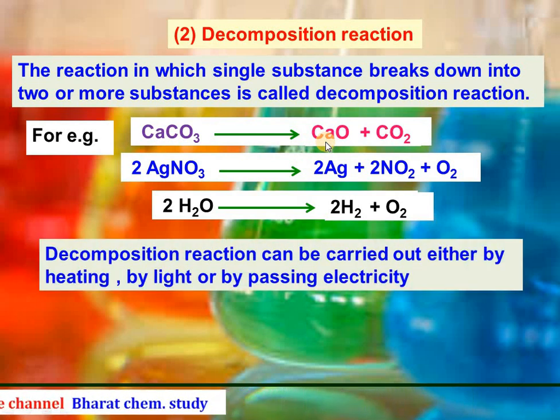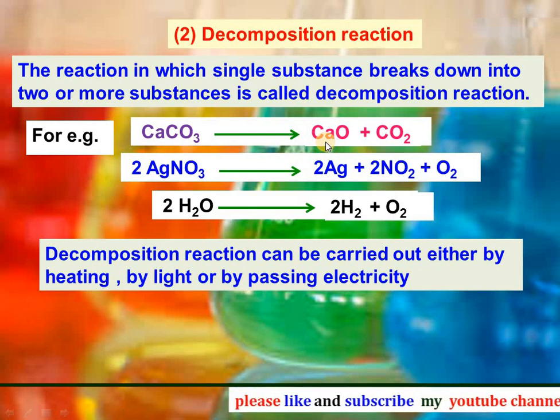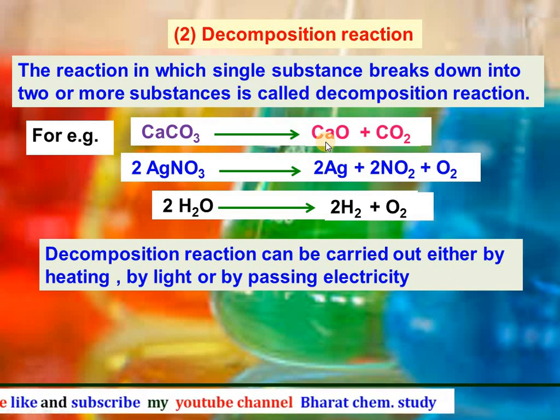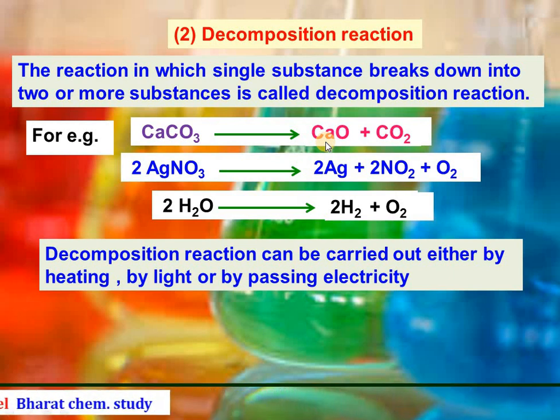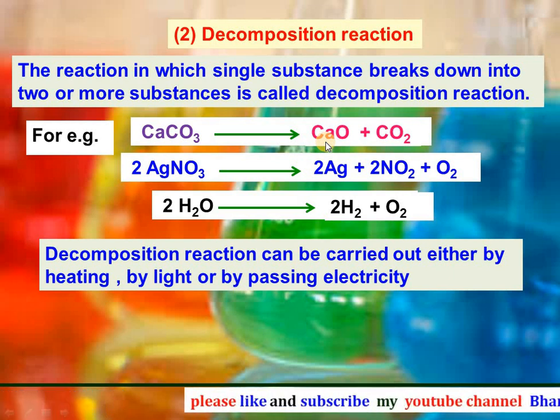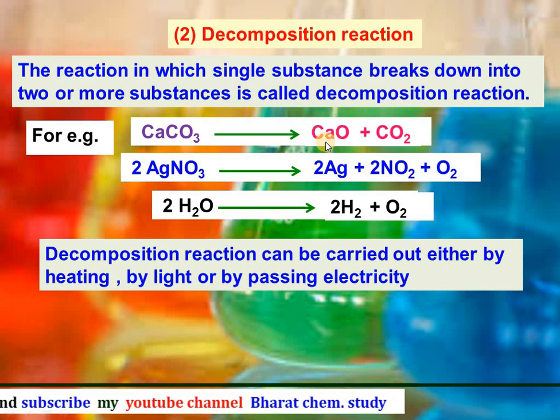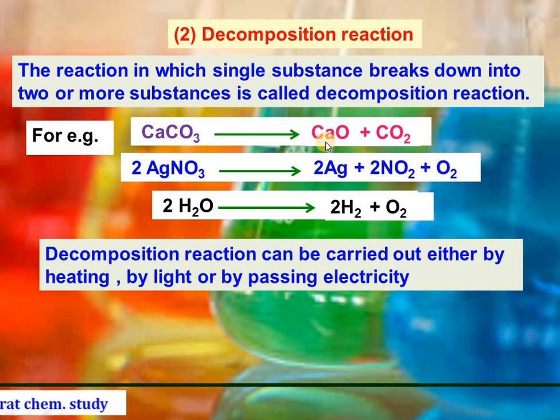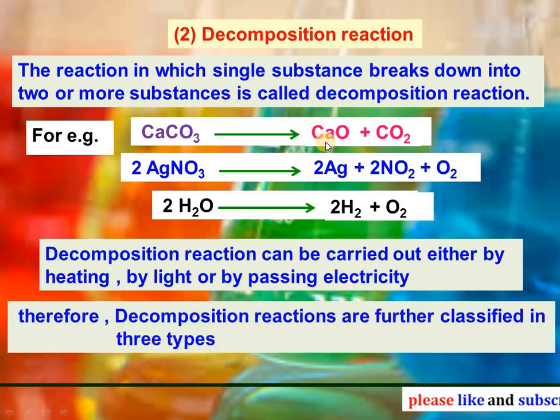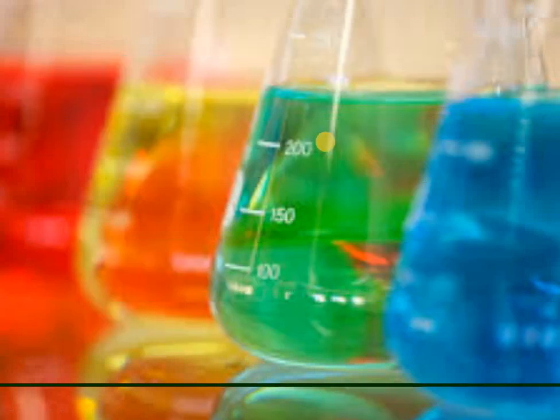Now, a decomposition reaction can be carried out either by heating, by light, or by passing electricity. That means a substance can be decomposed by applying these conditions. So depending upon which condition we are using to decompose a substance, the decomposition reactions are further classified into three main types. Let's study them one by one.